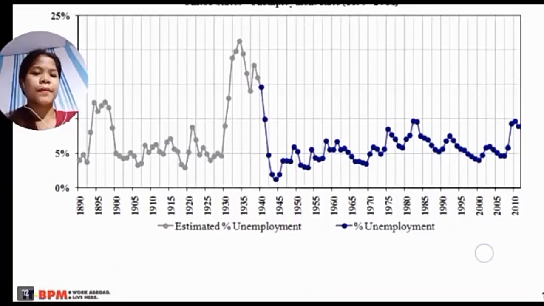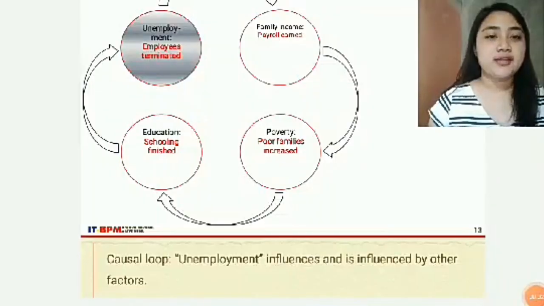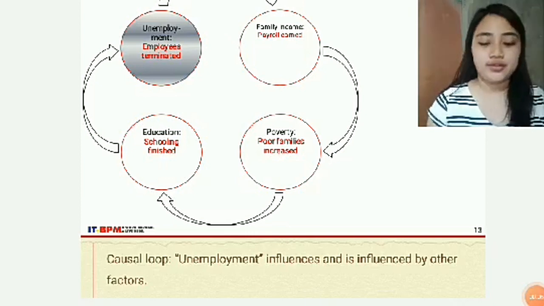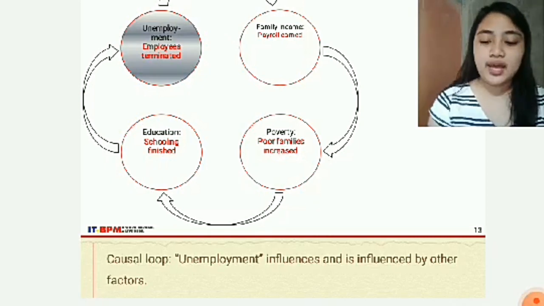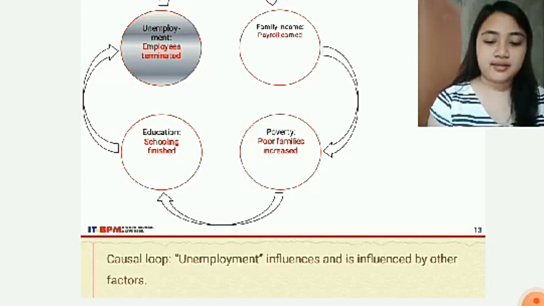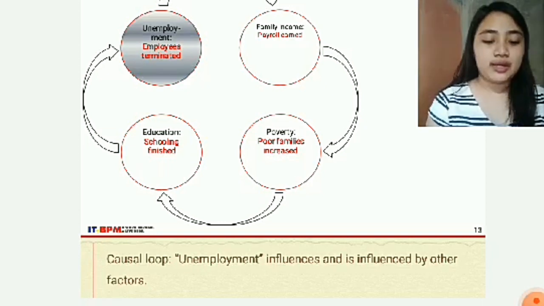Causal loop: unemployment influences and is influenced by other factors. So imagine the consequences of unemployment if anyone in your household has lost their job. Every matter inside the family will automatically be affected, as unemployment means insufficient access to finance, and financial incapability can terminate access to the basic needs in life.